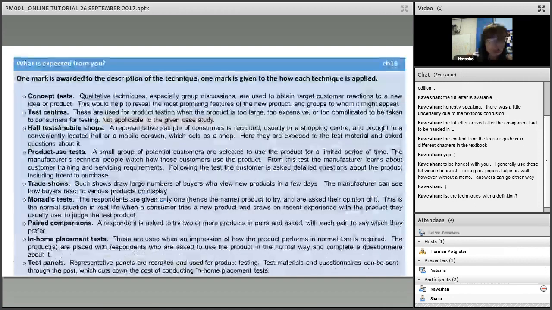Let's just have a quick look at what is expected from you and how the marks are to be awarded. Now remember, the key word here is to discuss. All right. 10 marks, you need to discuss 5 techniques for consumer testing. I'm not going to go into too much detail, seeing as you will have this particular presentation.